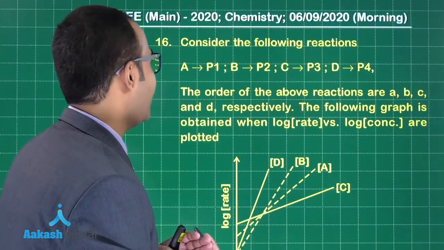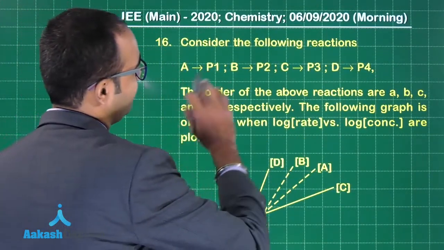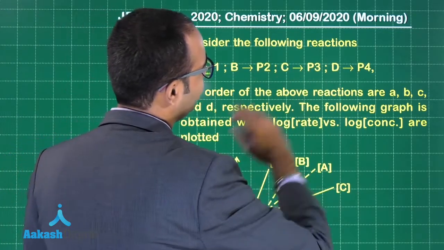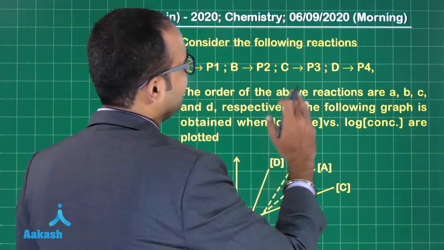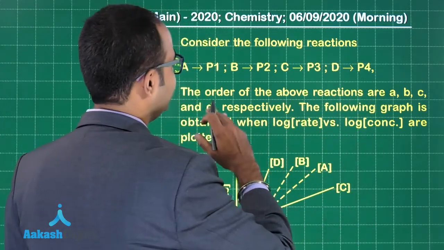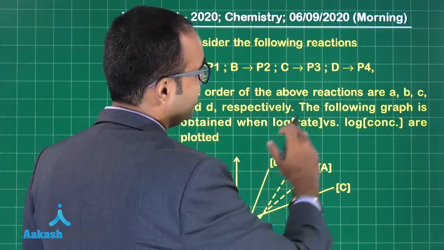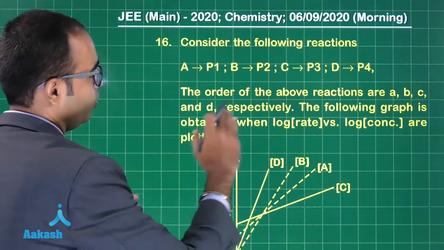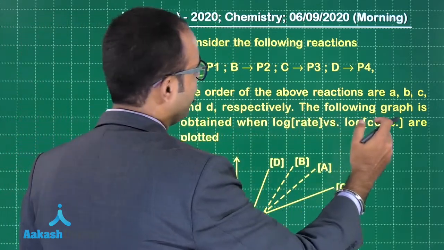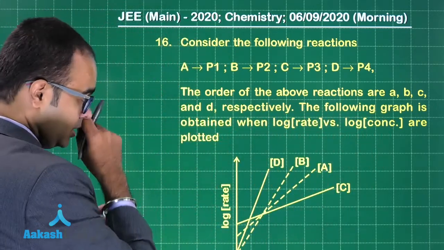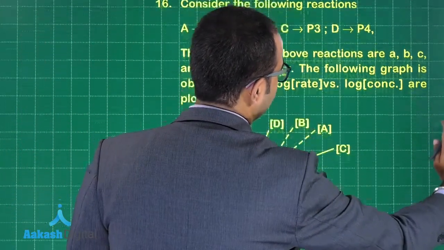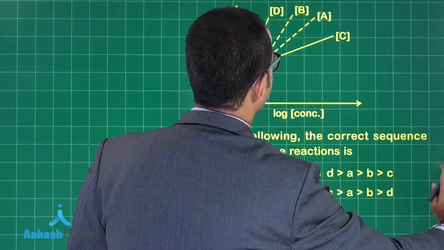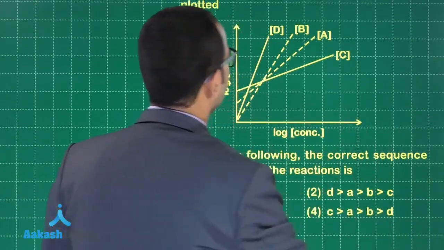Consider the following reactions: A giving you P1, B giving you P2, C giving you P3, D giving you P4. Okay, the order of the above reactions are A, B, C, D respectively. The following graph is obtained when log of rate versus log of concentration is plotted. So this is the graph that we are getting, guys. Okay, so let us solve this question here itself.